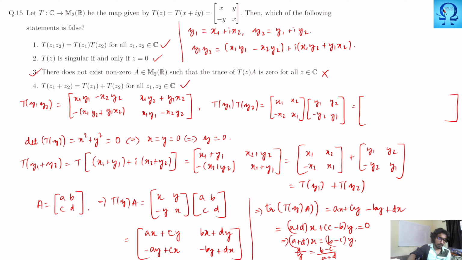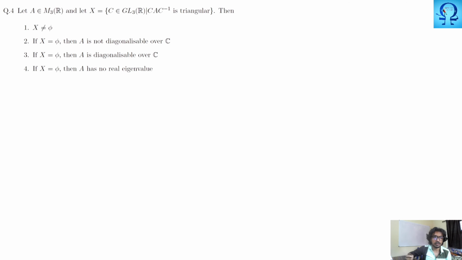We now enter into the part C questions. Given that A is a 3 by 3 real matrix, and X is the collection of matrices in GL3(R), which means the general linear group, which means basically C is an invertible matrix. We are collecting all such matrices in the invertible 3 by 3 matrices such that C inverse A C is triangular. So triangular, we are talking everything in R.